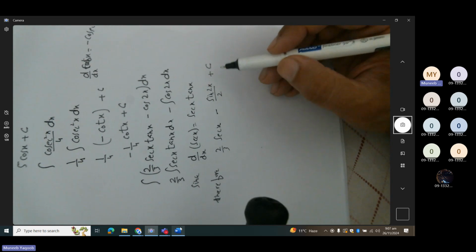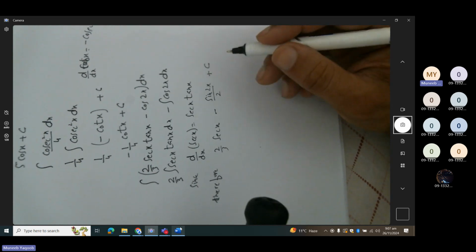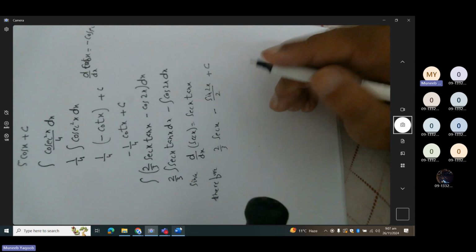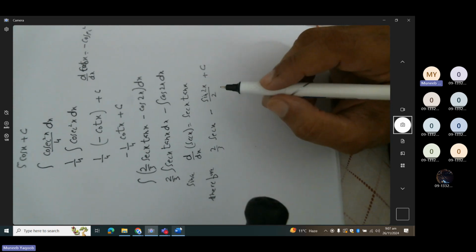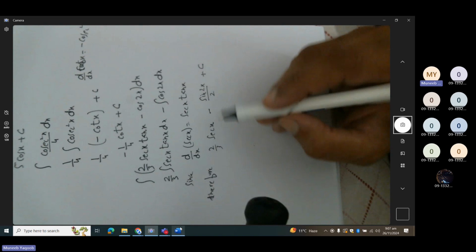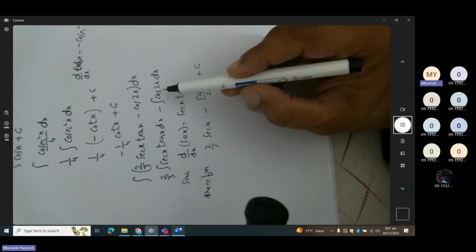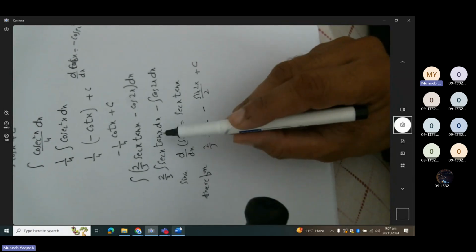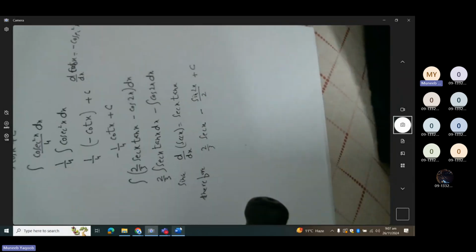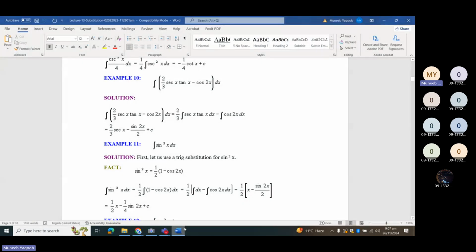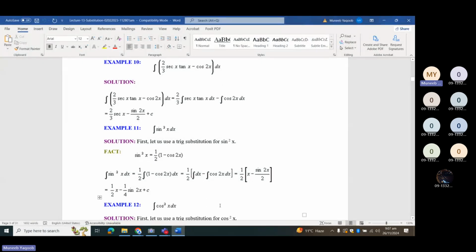So you saw that it is a very simple procedure. We can easily integrate basic functions using the basic formulas. In this question, we used two basic formulas. Integral of cos x is sin x and integral of secant x tan x is secant x. Okay. So again, let us confirm our answer. So you can see that our answer is correct. 2 upon 3 times secant x minus sin 2x upon 2 plus c.